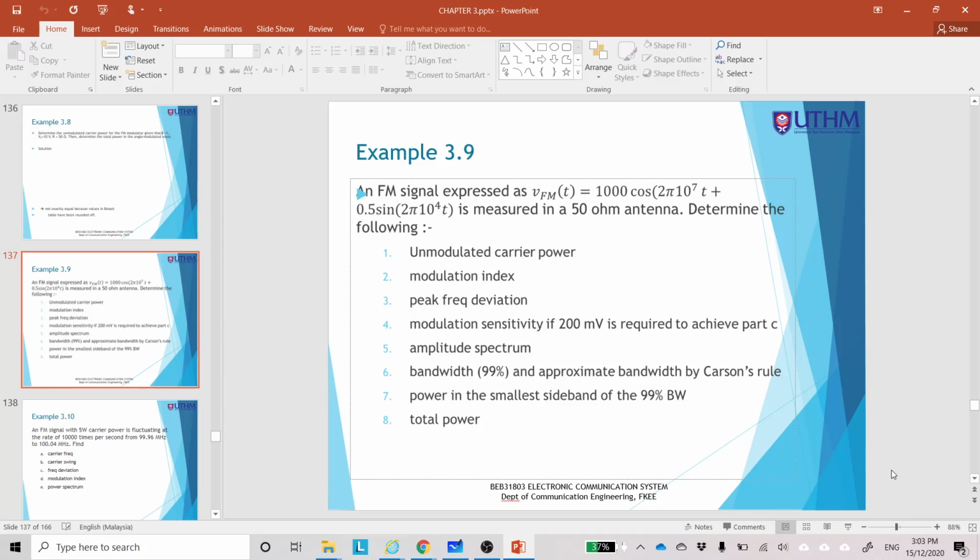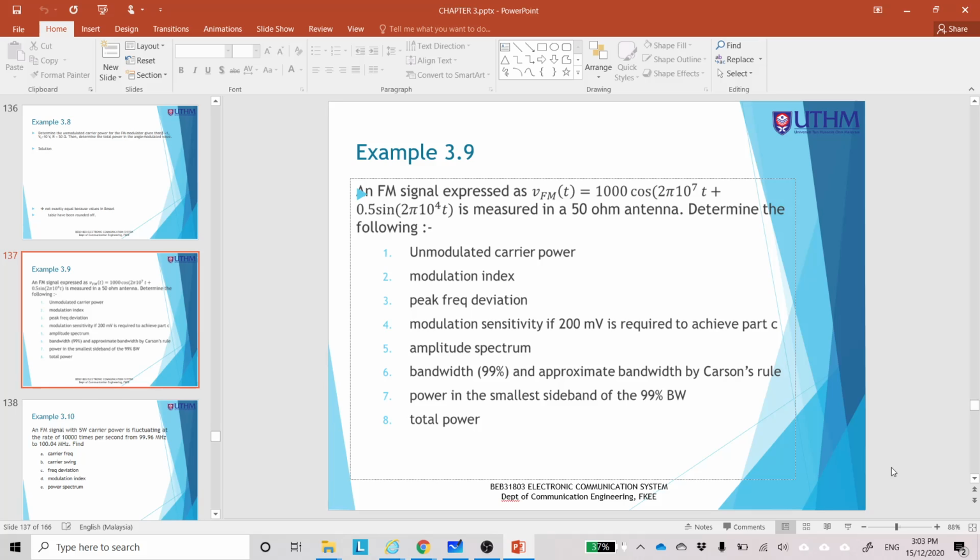And then the next question, example 3.9, an FM signal expressed as VFM T equals 1000 cos 2 pi times 10 power of 7 T plus 0.5 sine 2 pi 10 power of 4 is measured with 50 ohm antenna. Determine the following.